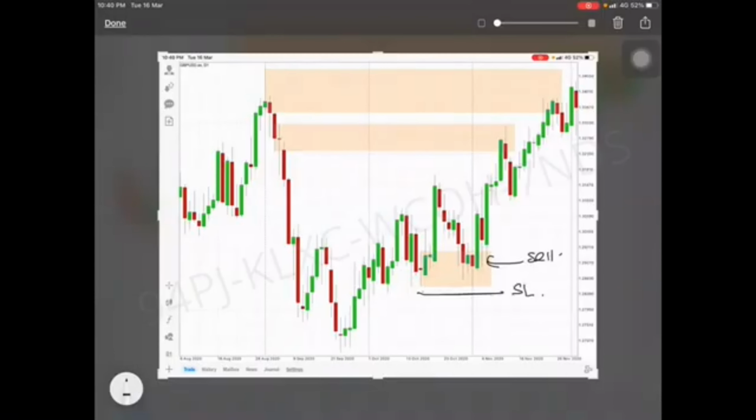Okay. So let's say for right here, you entered for buy. Sorry, for a buy position. Okay, so this is a sell zone, but you entered for buy. So your SL should be below the box. Like that, okay?